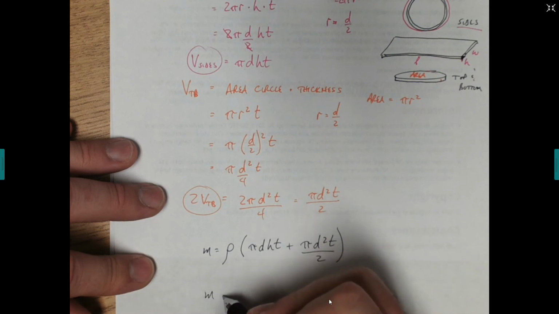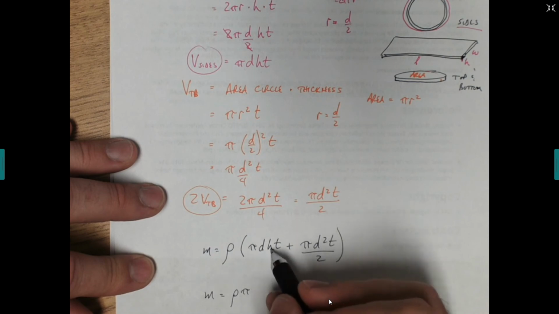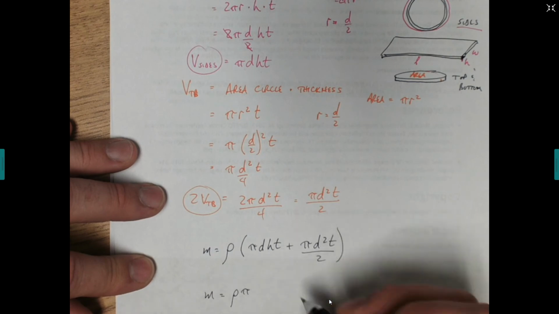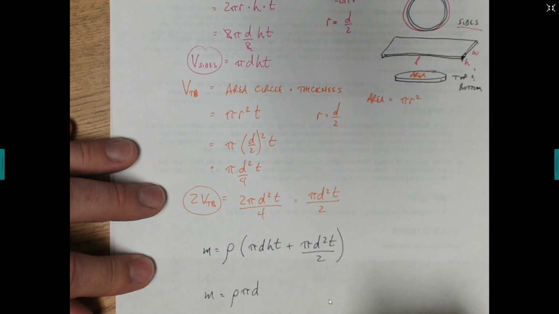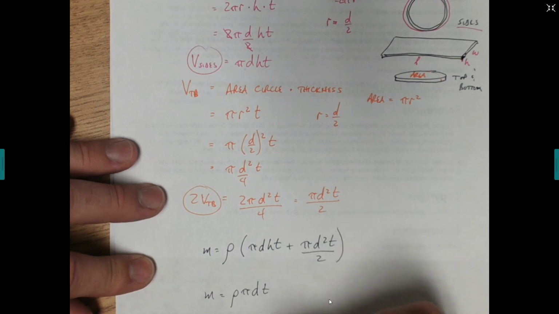So you could say mass is equal to density. Look, there's a pi in both, so we could pull him out. There's a d in both. If you want to pull that out, you could. Okay, there's an h not in both. There's a t in both. We could pull that out.